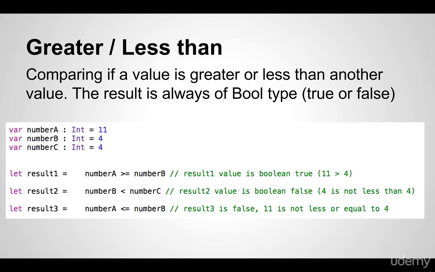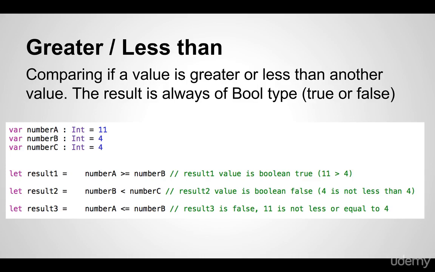That's the result here. So again, number a is 11, b and c are 4. Result 1: is number a greater or equal to number b? We're asking, is 11 greater or equal than 4? Yes, obviously, because 11 is greater than 4, right? So the result is true. Okay, result 1 equals true.